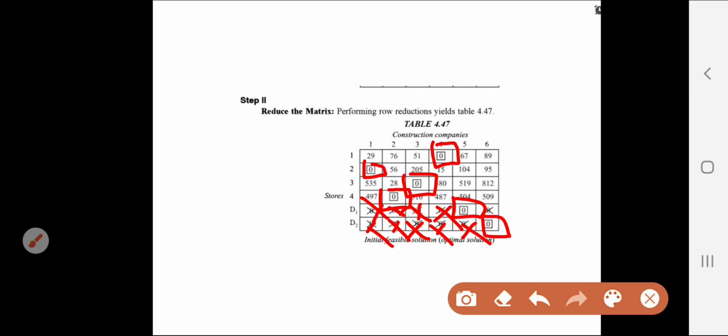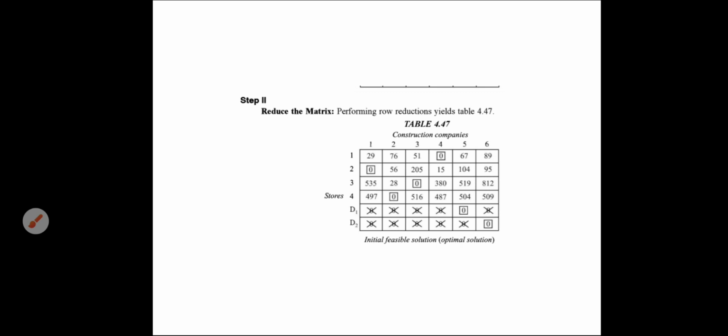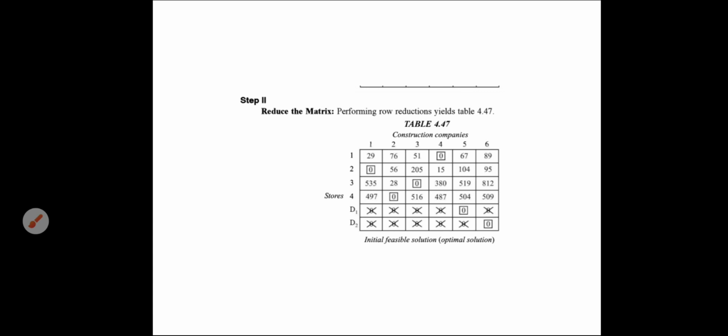So for this problem, in the first attempt itself, you got 6 assignments. 6 stores, 6 companies and 6 assignments. It means it is a feasible solution. It is an optimal solution. Directly you got the solution here. Check the proceeding: we find there is an assignment in every row and every column. Columns 1 to 6 each have an assignment, and rows 1 to 4, D1 and D2 each have an assignment. So it is assigned properly.